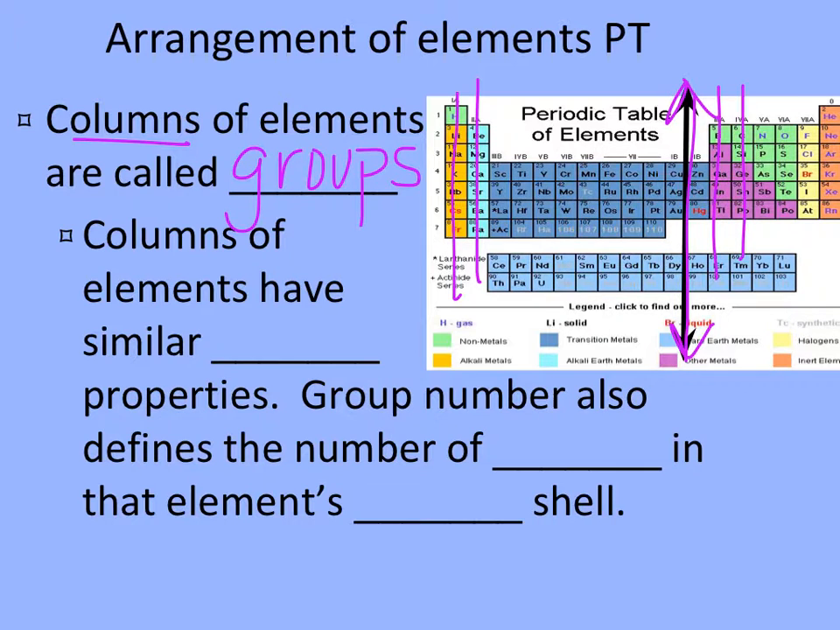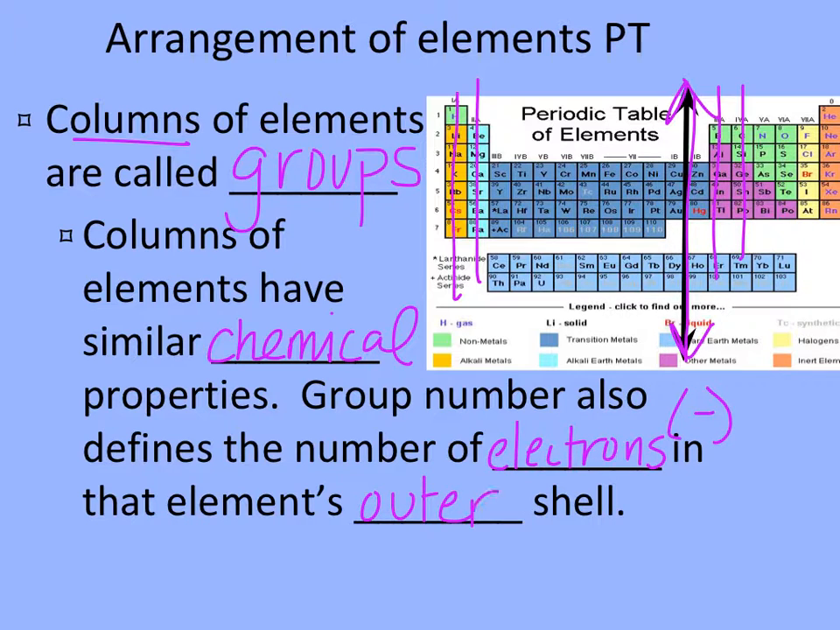The elements within those columns have similar chemical properties. So they all react the same when interacting with other elements. Now, just like the period, the group number tells me something about the atom. The group number tells me how many electrons, so how many of those little negatives are rolling around in the element's outer shell or outer energy level. So again, it gives me a clue to what that atom of the element looks like.